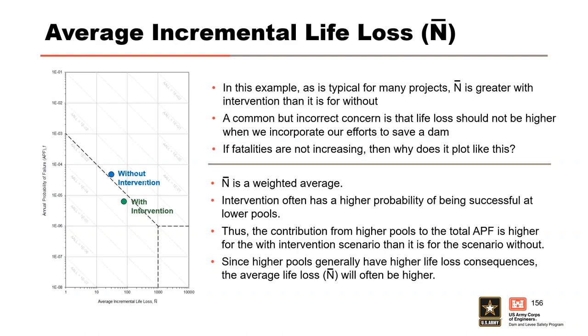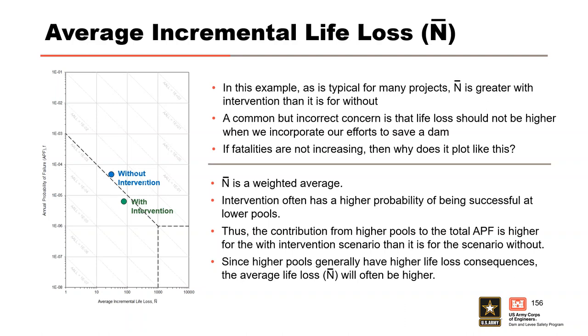There is no issue with the final example, but many a reviewer has been concerned about how the with intervention life loss appears to increase from what is plotted for the without intervention case. Will there really be more fatalities when we try to save the dam? If the fatalities are not increasing, then why does the plot look like this?